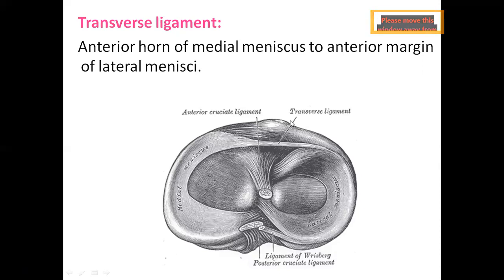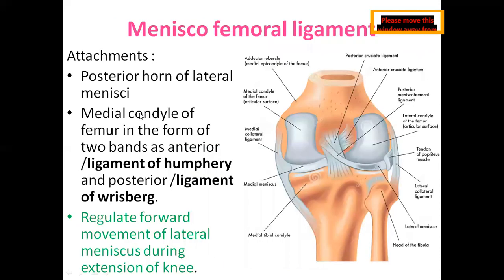See, this is the anterior aspect of tibia. This is medial condyle, medial meniscus, lateral condyle, lateral meniscus. Bridging medial and lateral menisci anteriorly, you have the transverse ligament, connecting the anterior horn of medial meniscus to the anterior margin of lateral meniscus.